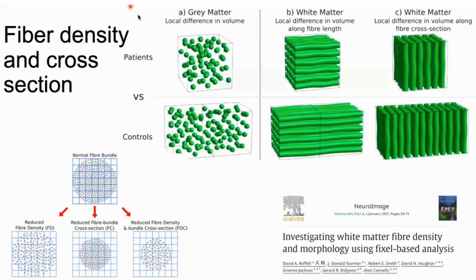The other concepts you would need to keep in mind: AFD, apparent fiber density, and fiber population. Then you have fiber density and cross section. So let's go through that. What does that mean?